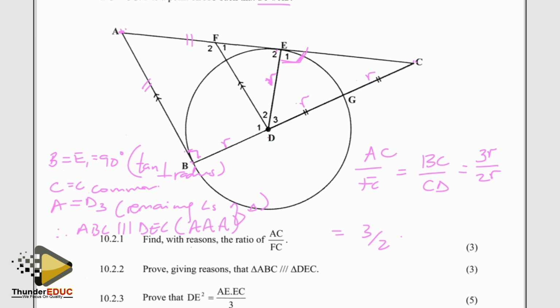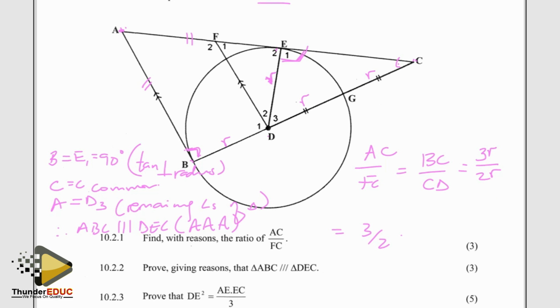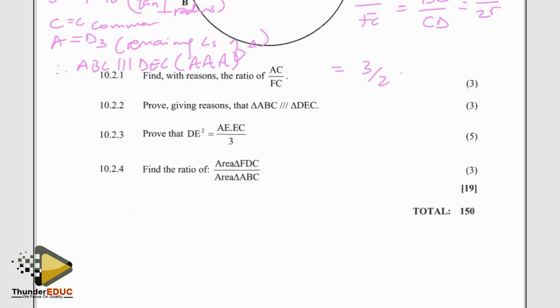So remember what we say, C is common to both triangles, the small one and the big one. Then E1 is the same as B, which is a 90 turn radius, then automatically that must be the remaining angle of the triangles. Okay, then if that is true, then we need to prove that DE squared is the same as this.